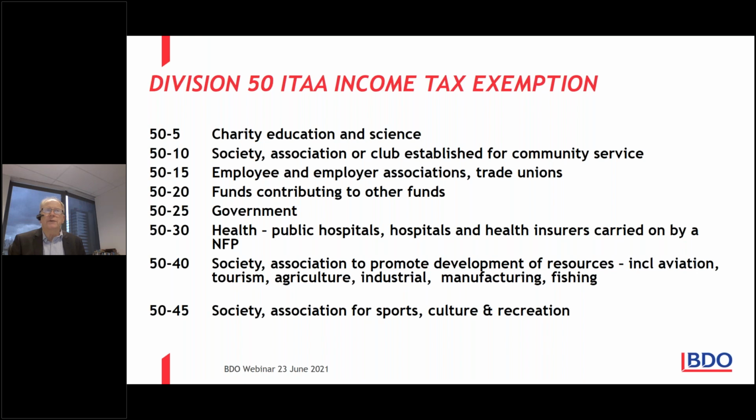The first one is 50-5, the charities, education and science. So it picks up those education, not-for-profit education providers. Remember, these have all got to be not-for-profits. So they've got to have the rule in there about income staying within the organisation, not available for distribution. 50-10, the Society for Community Service. Again, your Rotary clubs is a good example of that. Community Progress Associations is another community organisation. 50-15 is the Employer and Employee Association, so your trade unions, your employer association groups.